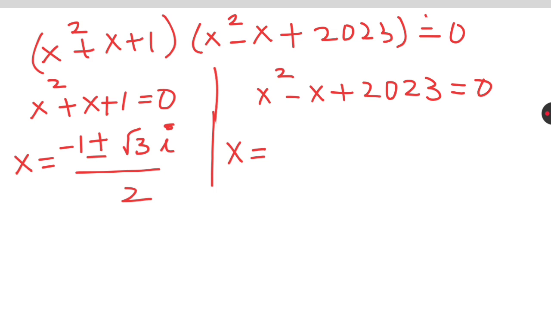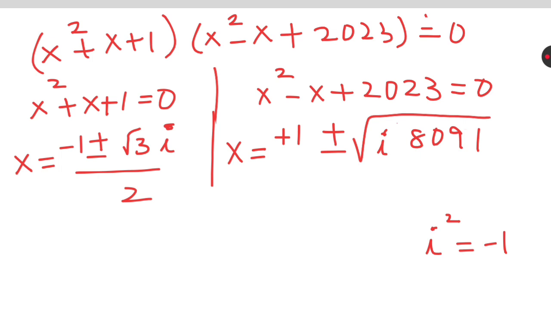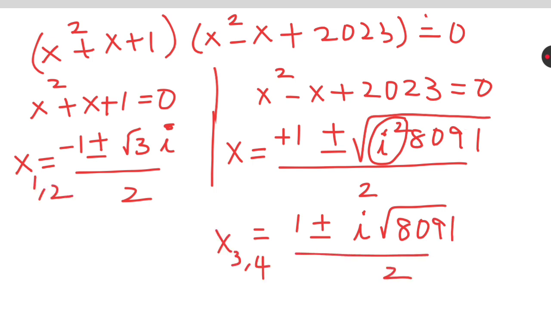And here use the same formula. Minus b, that is minus of minus 1, which gives plus 1. So plus or minus the square root of b^2, that is (-1)^2, which is only 1, minus 4 times a, which is 1, and c, which is 2023. 2023 times 4 gives 8092. After doing 1 minus 8092, you get minus 8091. Since i^2 is minus 1, I write i^2 divided by 2 times 1. So 1 plus or minus the square root of i^2 which is i, times the square root of 8091, divided by 2. These are the x values.